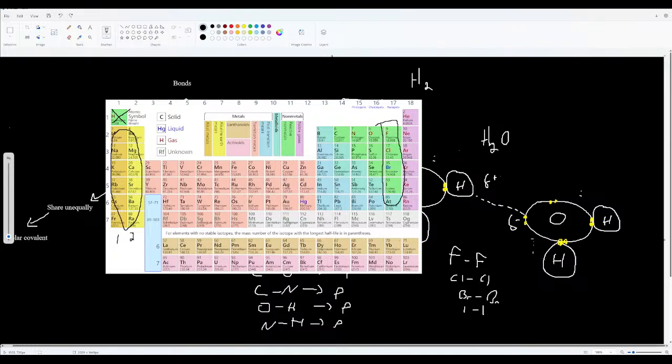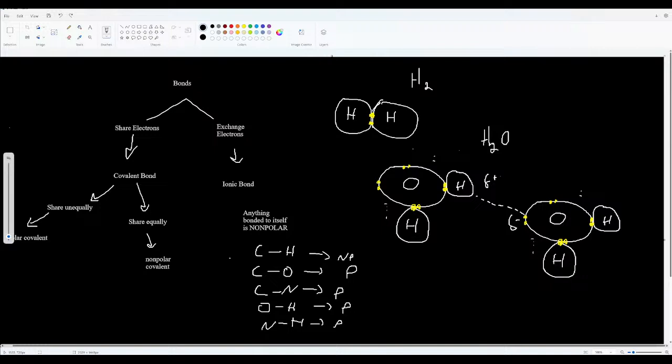And remember, we learned about the 5 bonds that we need to know the properties of, the polar covalent versus the non-polar covalent. These are these ones, right? These ones. So yeah.